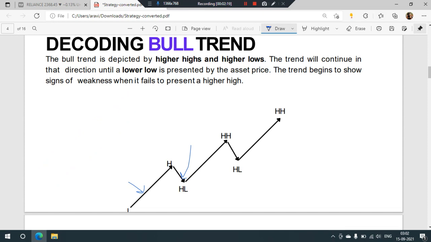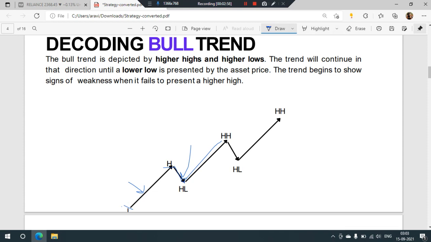In this impulsive move there's a low here and a high here, because this is the lowest price and this is the highest price of this impulsive move, and next a corrective move will occur. This corrective move then forms an impulsive move here to form a higher high, a new high. In this impulsive move this is the low and this is the high, and in this impulsive move this is the low and this is the high.